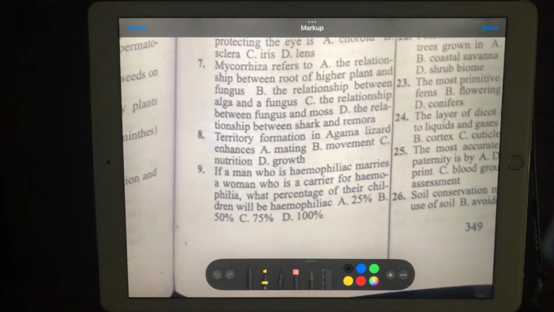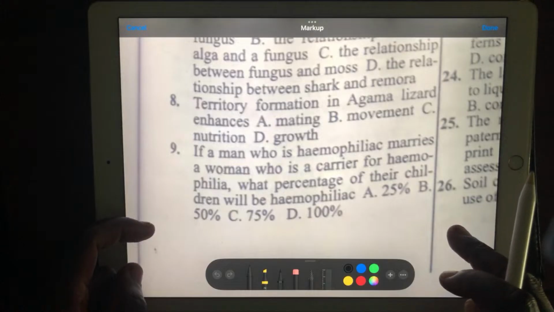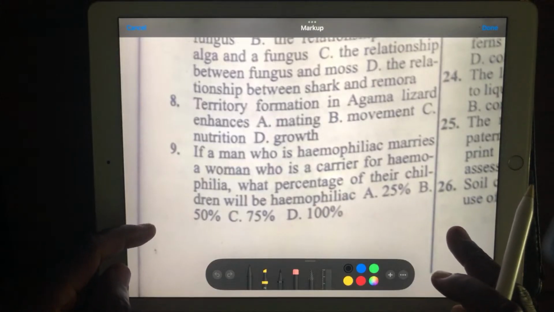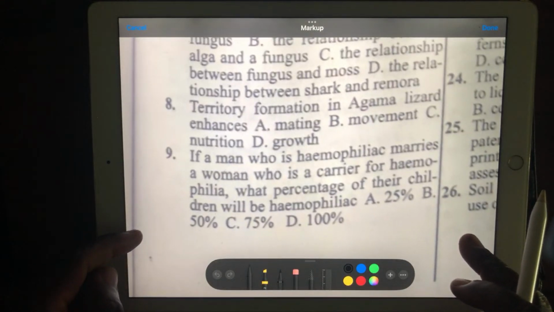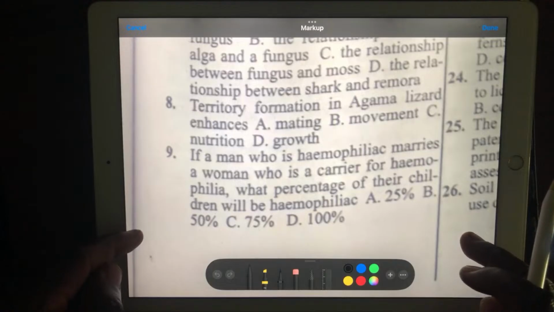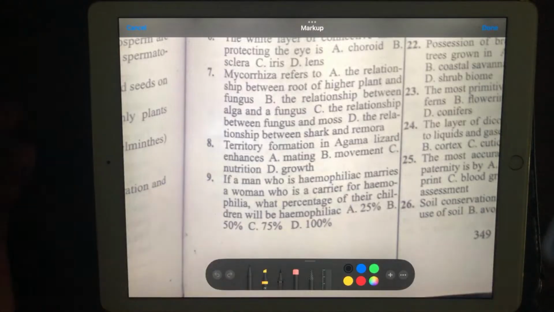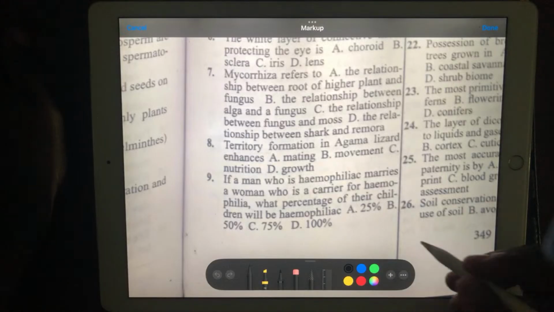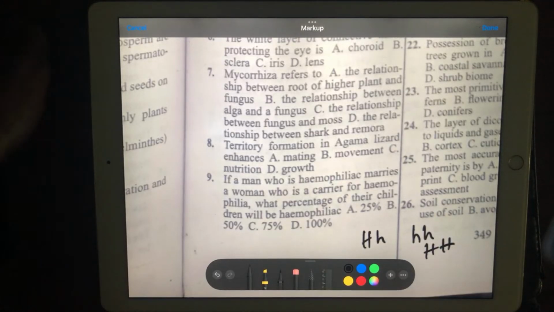So we are handling question number 9, which says that if a man, I've read it before, this is all about sex-linked characters. And I told you that it is not business as usual. Why? Because the pattern of inheritance of sex-linked characters is quite different from the one predicted by Mendel's laws. Remember, Mendel told us that each character is controlled by a pair, which means hemophilia is supposed to be controlled by a pair of genes, maybe something like capital H, small h. But this is not true in the case of hemophilia.